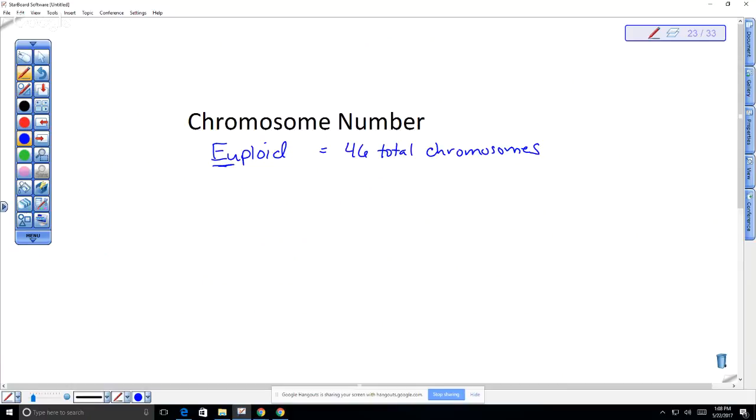Now, when you put an A in front of a word, it means without. So this is called an aneuploid. And I can't put an A and have it be eu, so I put an N in there too, right? So this is without a good number. So this would be without the correct number.